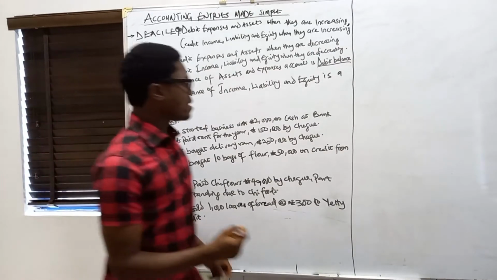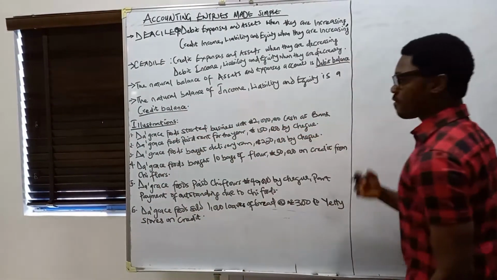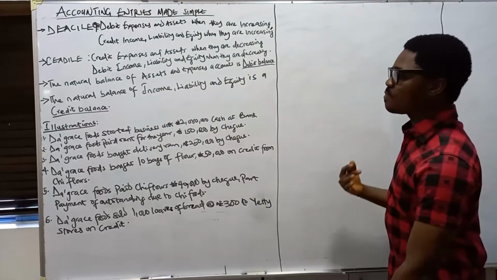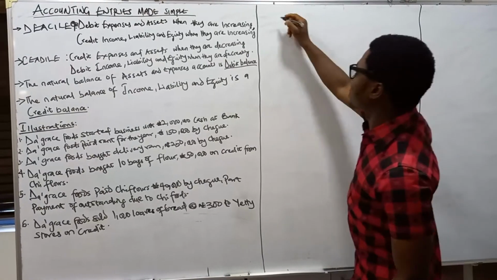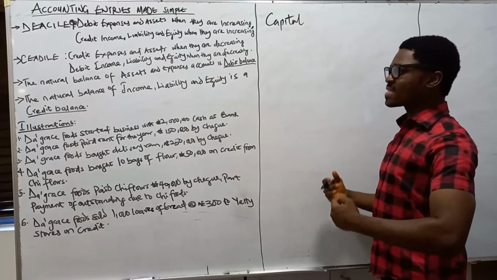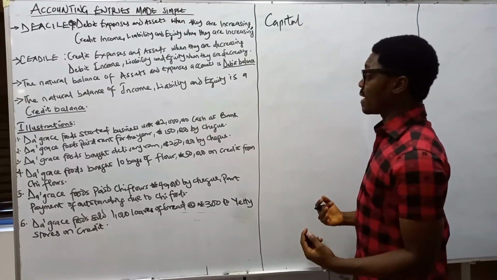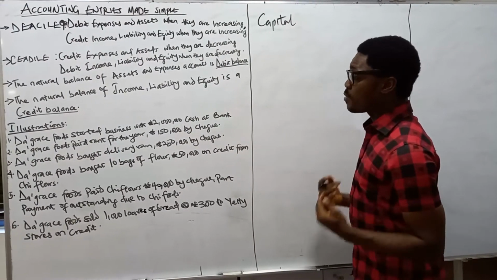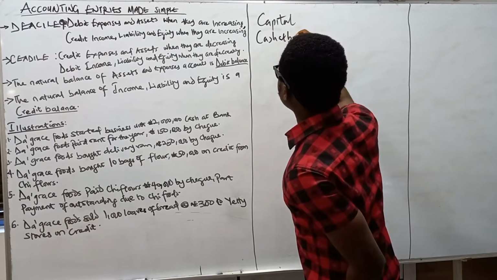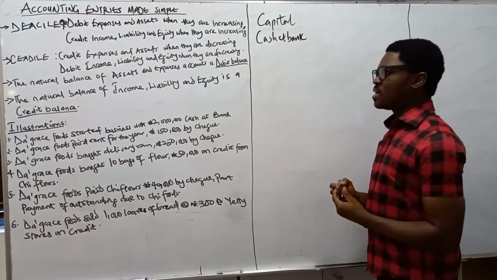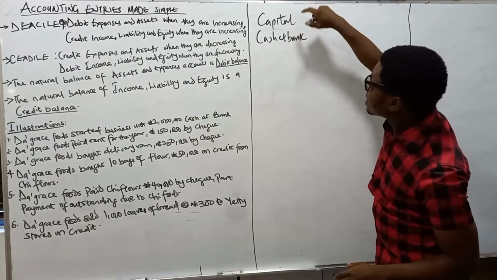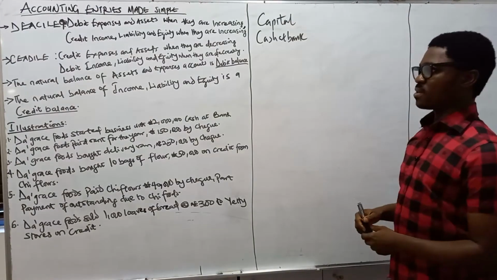Two things are important here. The first thing to note here is started business. The money that is used in starting business is capital. And Grace started the business with cash at bank. So another account that we opened there is cash. The first question we ask ourselves: what class of account is capital? What class of account is cash at bank?